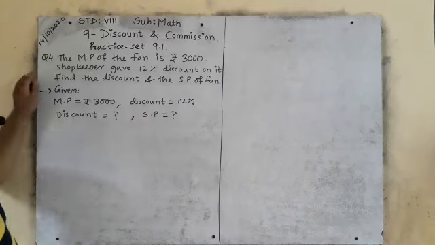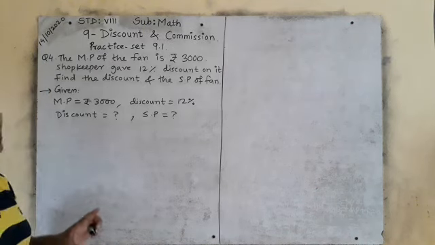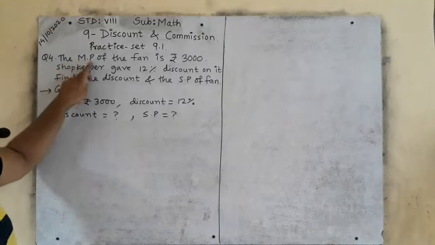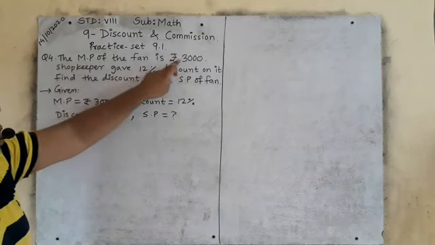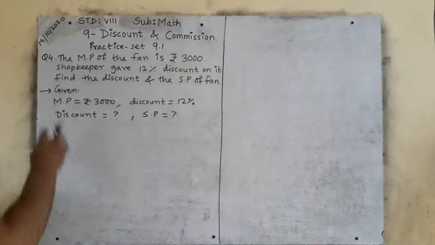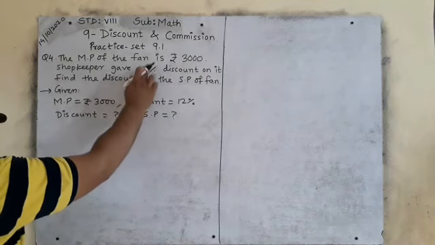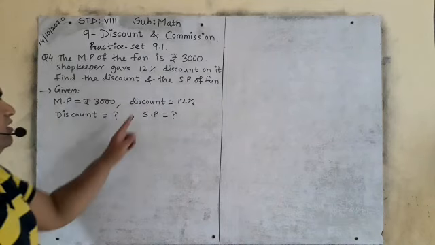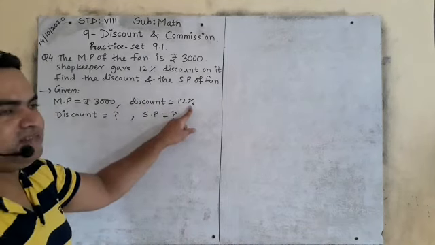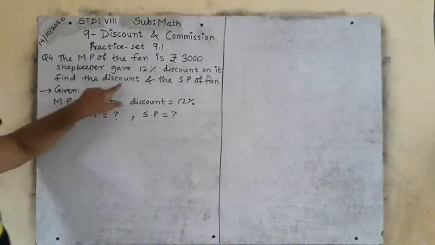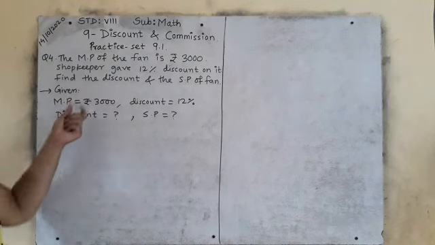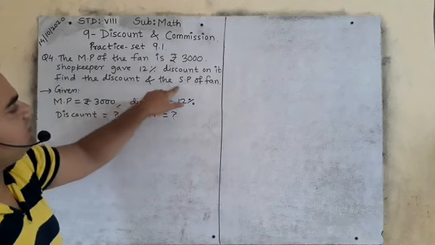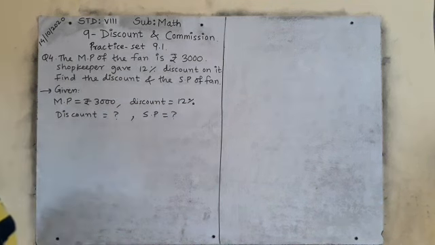So dear students, now we will see question number 4. It is very easy. See, the MP, the mark price of the fan, is rupees 3000. The shopkeeper gave 12% discount on it. The discount is given in percentage. We have to find the discount in rupees and the selling price of the fan.